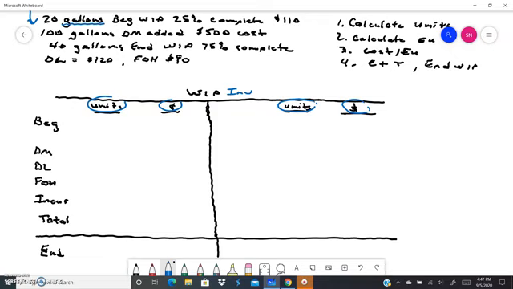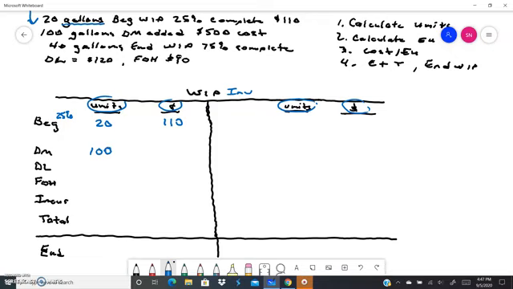So let's go ahead here. We've got 20 units of beginning inventory at a total cost of $110. And by the way, that's 25% complete. So I'm just going to put that right here so we make note of that. We add 100 gallons of direct materials.